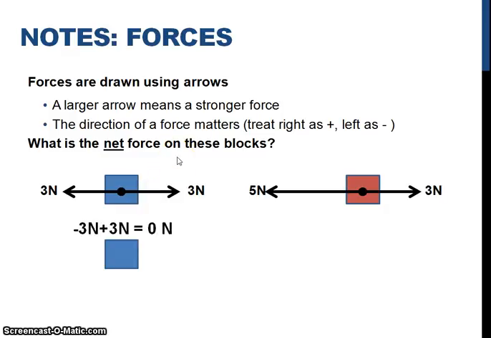So on this one, if we had -3 to the left and 3 to the right, it would add up to 0 newtons, so a net force of 0 newtons. The one on the right, we have 5 to the left and 3 to the right, so that gives us a net force of -2 newtons, or 2 newtons to the left.